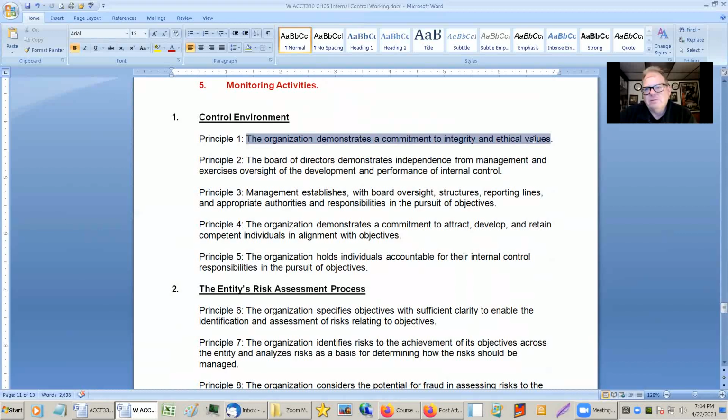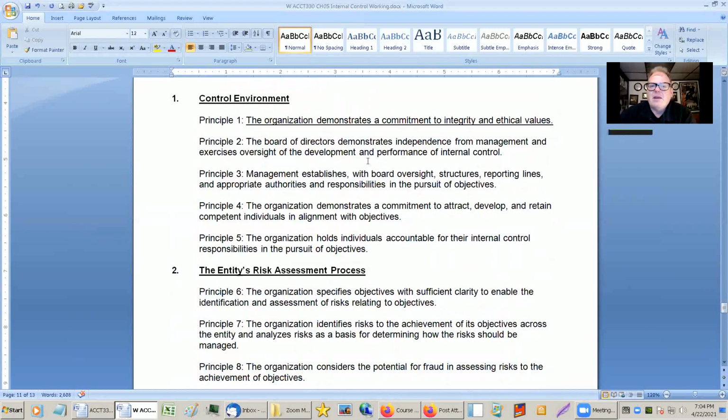Control environment. We're not going to go through all these, but some of these we will. Organization demonstration, commitment to integrity and ethical values. This is huge in the AICPA, integrity and ethical values. Those are key words that you always look for in management. And this one is also commonly seen. A big thing that they talk about in auditing is top-down, or sometimes called tone at the top.